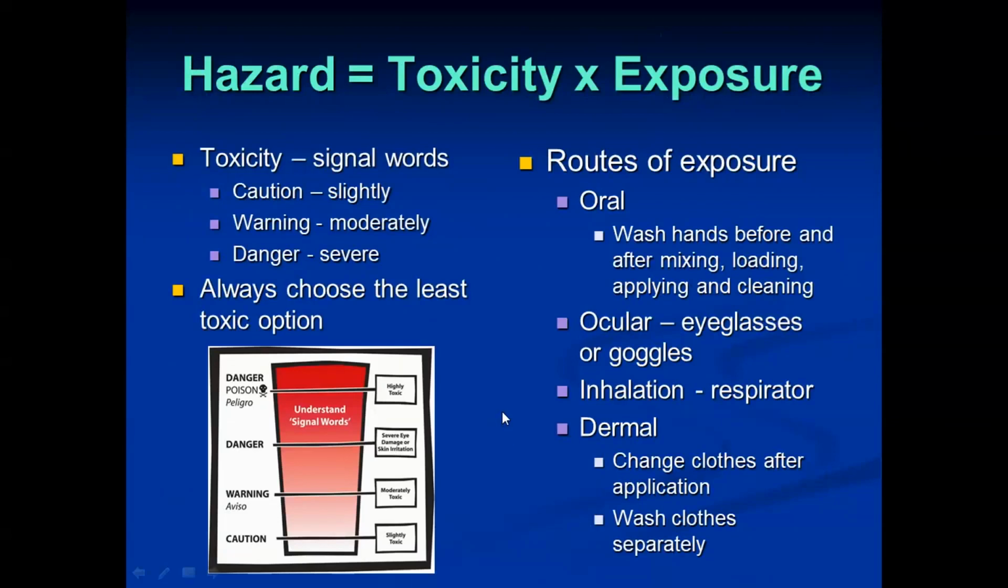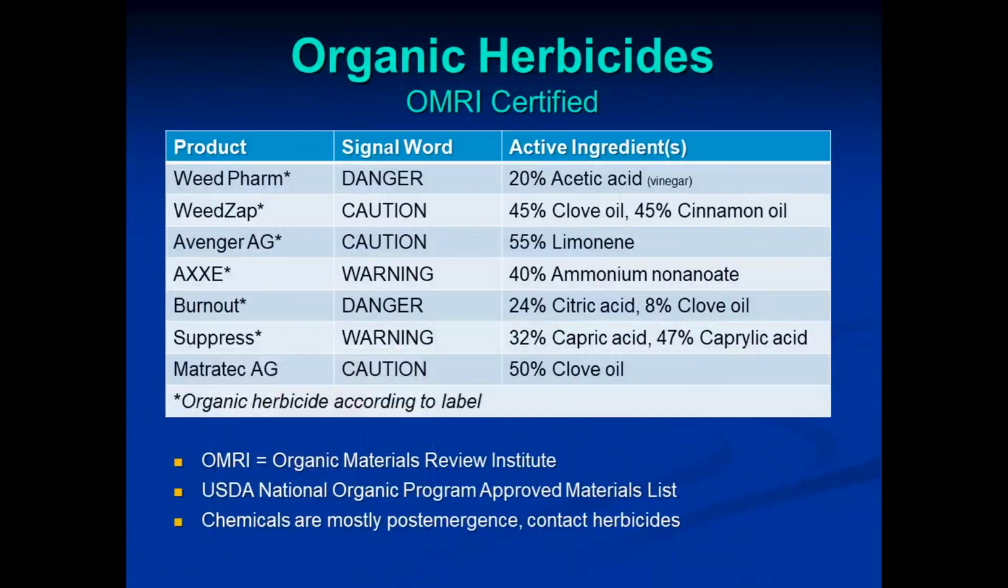Now, just because a product has these words on the label, there are other products that also have danger words. Because I know a lot of people want to be organic, and that's fine. But organic herbicides can also have those danger and caution words. Here are just a few examples. There's a product called Weed Farm that does have danger. Weed Zap is an Avenger or caution. AXXE is warning. So just don't think that organic products are safe, because they obviously have some caution here. And I want you to be sure to read the label on those products as well.